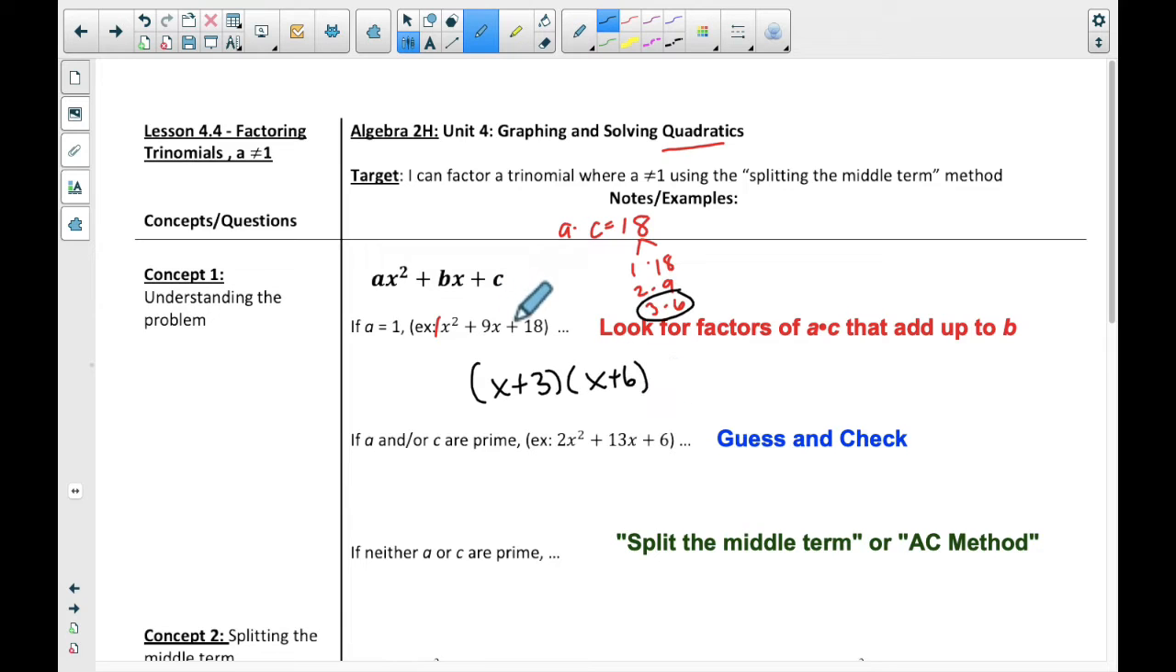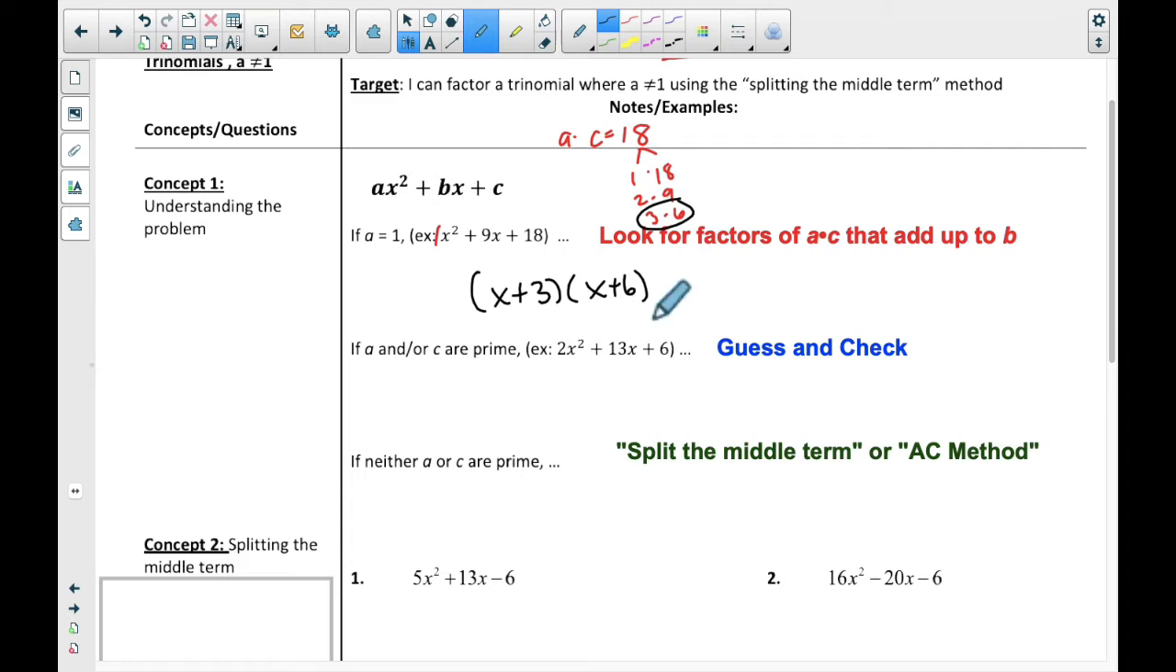Now, another thing that made this an easier one was that everything's plus. So that's how we do it if it's a super, super easy problem. We just take a, which is 1, times c, which is 18. We find the factors that add up to the middle term. All right, well, what is not so easy?